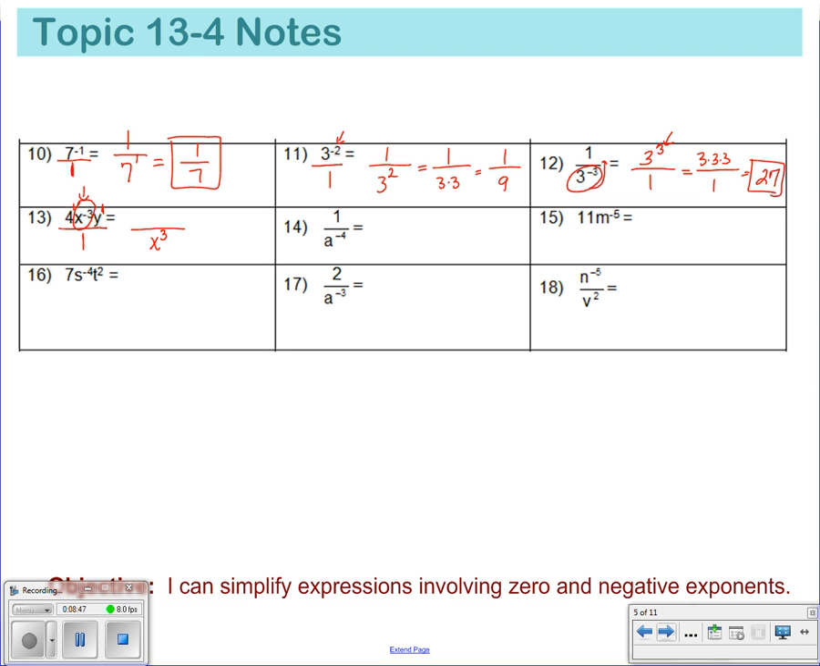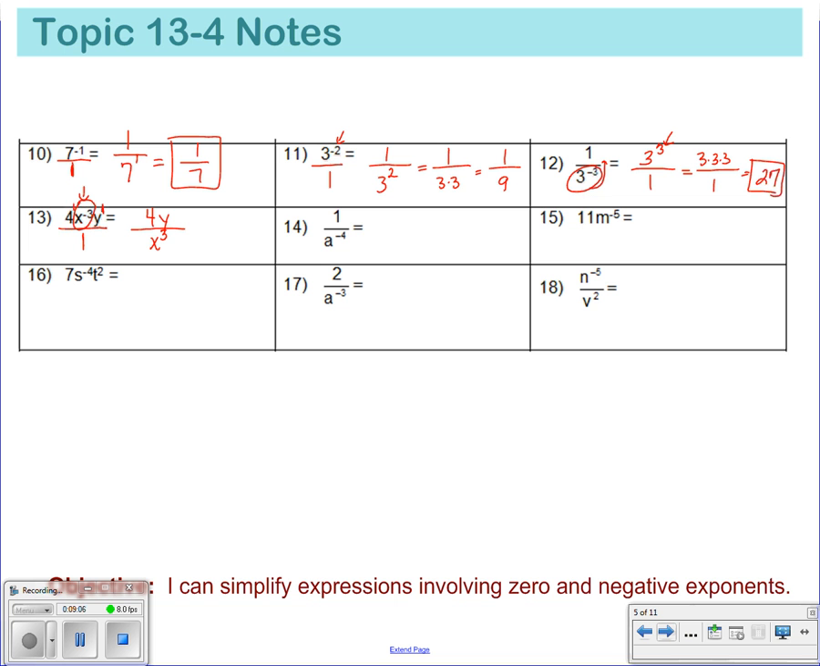What's on top? I still have my 4 to the 1 power and my y to the 1 power. They did not have negative exponents, so they did not move. This is my final answer. I cannot simplify any further. So my final answer is 4 times y, all of that over x to the positive 3.